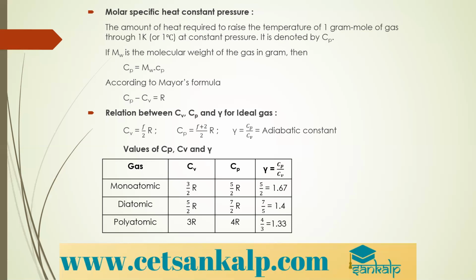You can see the table below, where the values of Cp, Cv and gamma are given for 3 different molecules: monoatomic, diatomic and polyatomic. Cv value is 3 by 2 into R for monoatomic, for diatomic it is 5 by 2 into R, and for polyatomic it is 3R. Cp value for monoatomic is 5 by 2 into R, for diatomic 7 by 2 into R, and for polyatomic it is 4R. Gamma values are 1.67 for monoatomic, 1.4 for diatomic, and 1.33 for polyatomic.